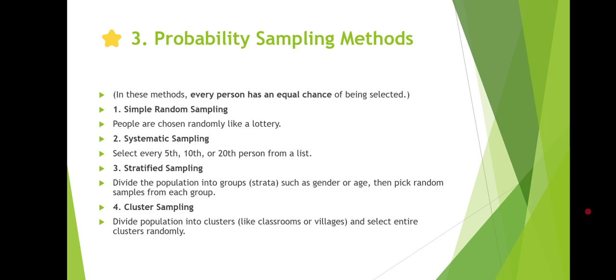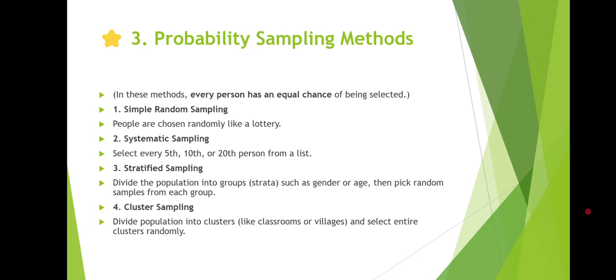First type, we have simple random sampling. So this is the easiest and fairest method. Everyone's name is put in a list and we pick randomly like a lottery. Every person has the same chance to be selected. For example, picking 50 student names from a box.